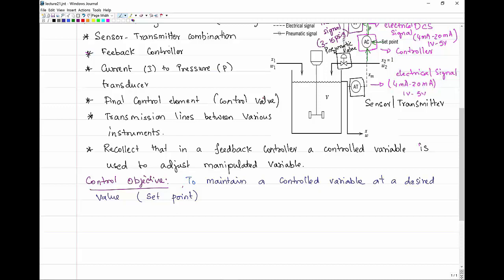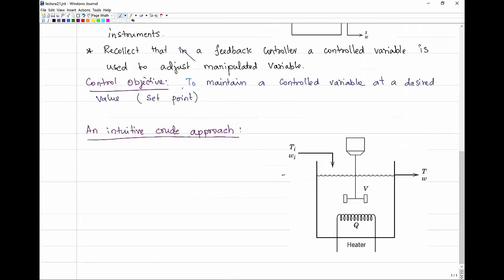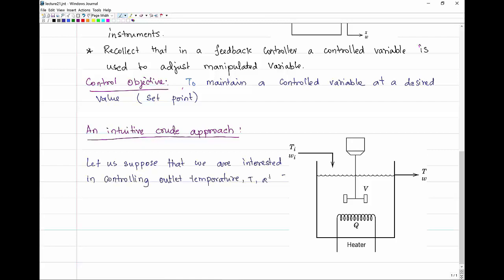Now, I'm going to introduce you to a control algorithm called proportional control. Now, instead of directly presenting to you the equation that describes a proportional controller, I want to take you through an intuitive, crude approach of designing a controller and then lead you to the proportional controller. So let's consider a process where we're trying to heat the liquid in a tank. Let's assume that the inlet flow rate and the volume in the tank are constant, because we just want to have one control loop that is controlling the temperature.